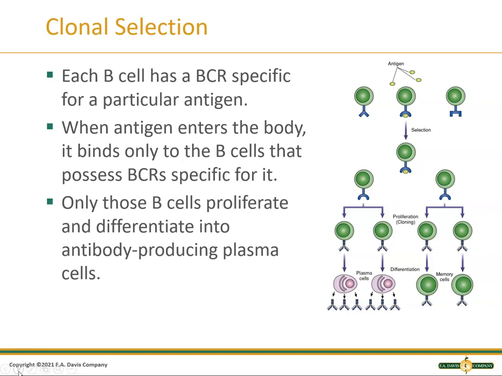So only those B cells that have been selected, that have attached to that specific antigen, will proliferate and produce antibody producing plasma cells, or it will make memory cells. Both, really. Okay?